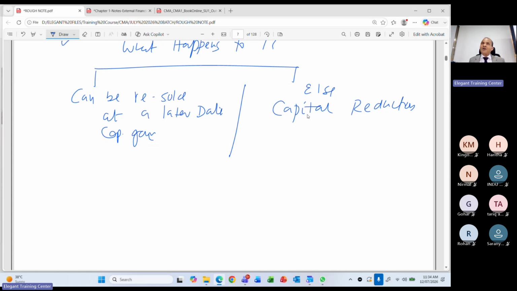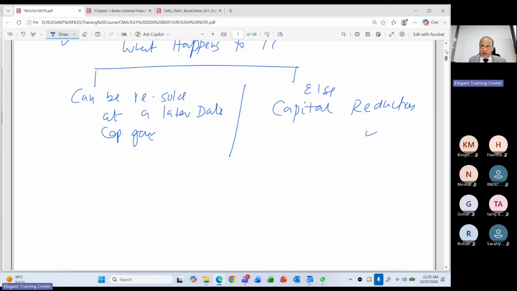They are called regulators. You need their permission. Once you buy back the shares, treasury stock, you have to sell them within a certain period. If you cannot sell, those shares will be permanently cancelled. So your capital was 10 million, now it becomes 8 million. The 2 million shares will be cancelled permanently. That's called capital reduction. Clear? Next.